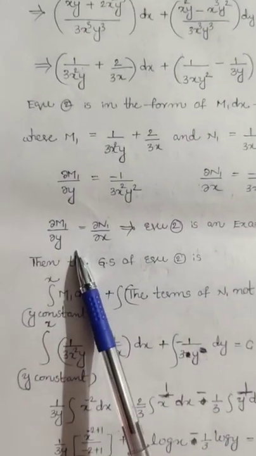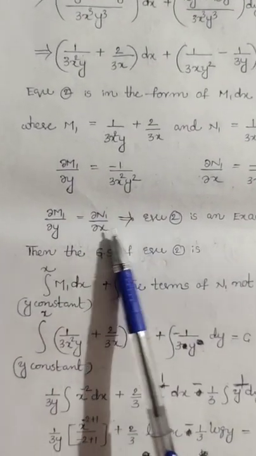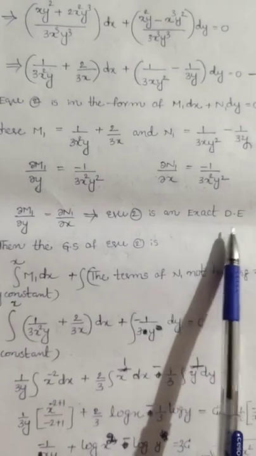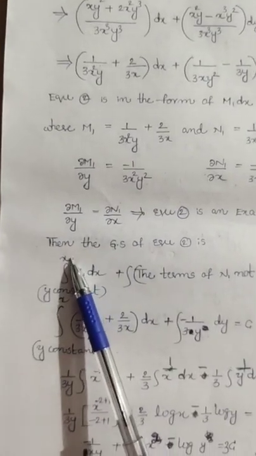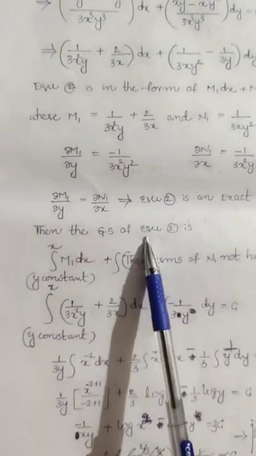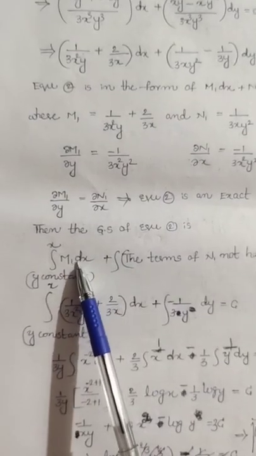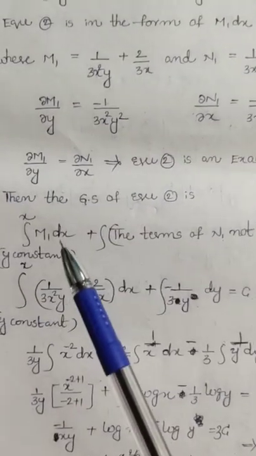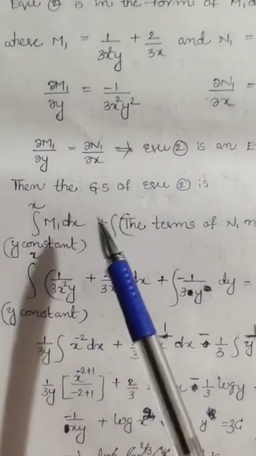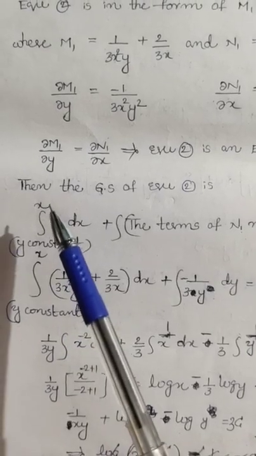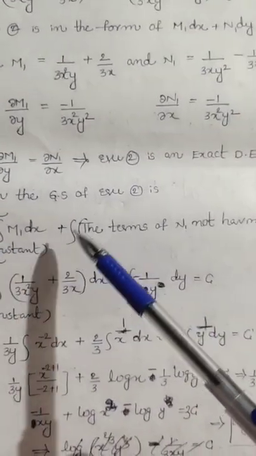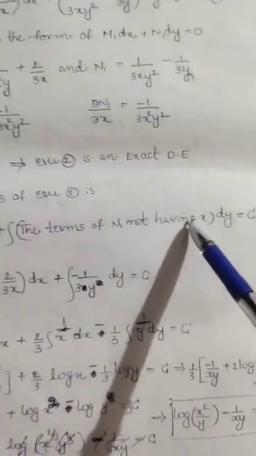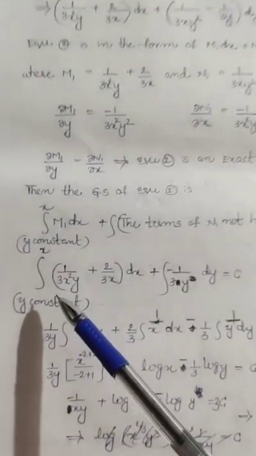Therefore dou M1 by dou y equals dou N1 by dou x, which implies equation 2 is an exact differential equation. Then we have to find the general solution of equation 2. The formula for the general solution is the integral of M1 dx, treating y as constant, plus the integral of the terms of N1 not having x, into dy, equal to c, where c is the constant.